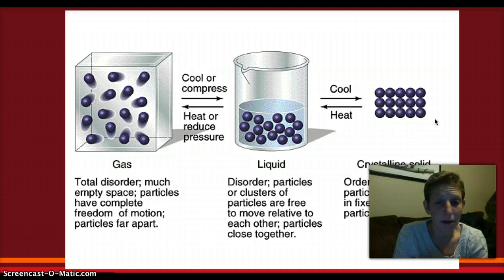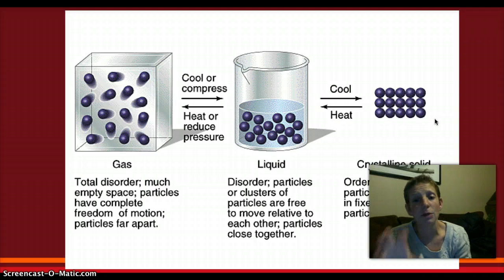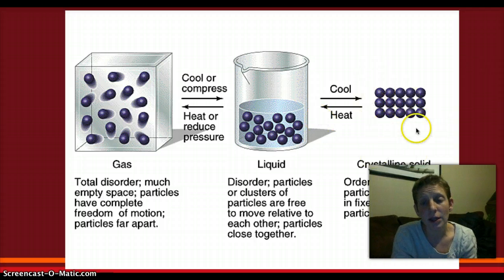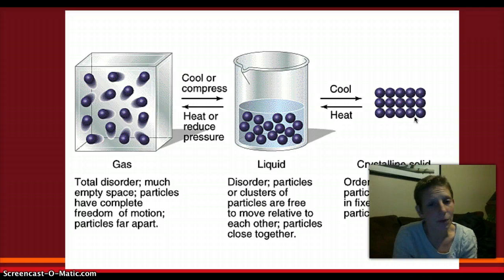To wrap everything up, something we've discussed a lot is the difference between the states of matter: solid, liquid, and gas. The particle arrangement and movement is what differs between them. In a solid, the particles are stuck close together in a definite shape, and they don't move very much, they just vibrate a little.